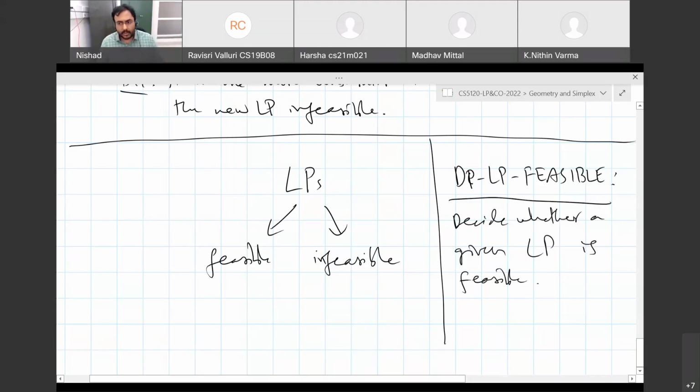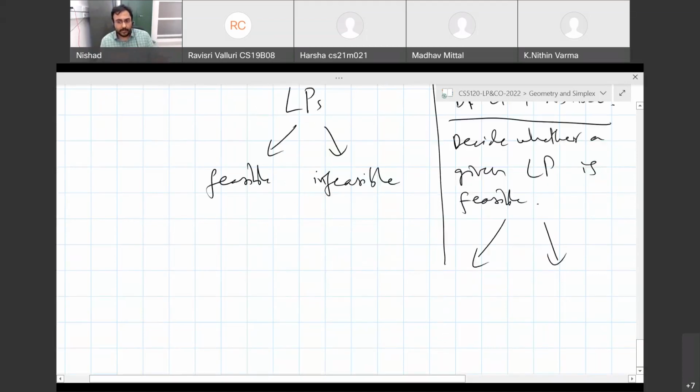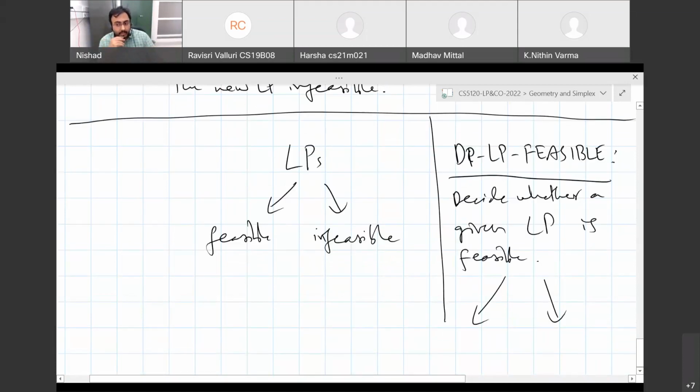So can someone quickly tell me whether this problem is in NP or co-NP? Which one is obviously easier? NP should be easier, sir. NP is easy, right? You can convince anybody that a given LP is feasible because there exists a feasible solution. How you find it is not the point. Great. So it is in NP, and turns out that it is also in co-NP.